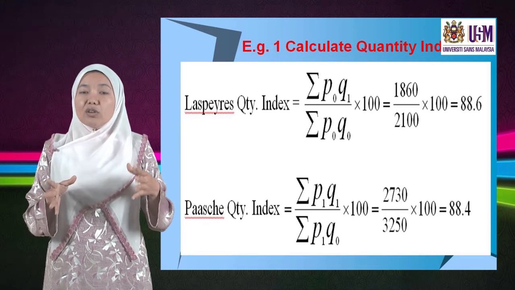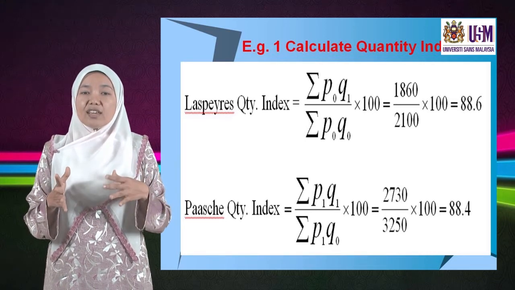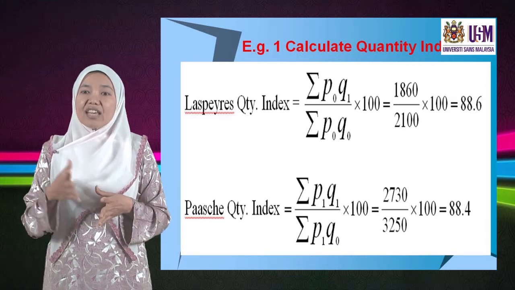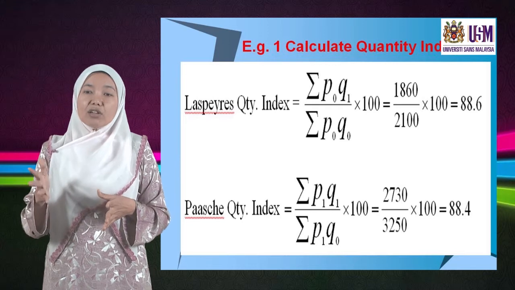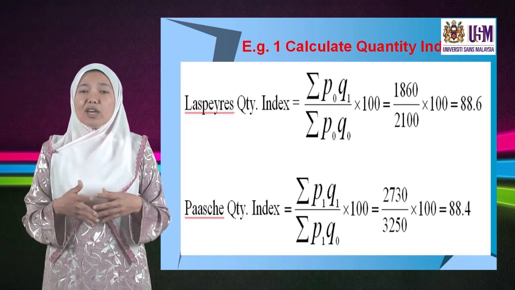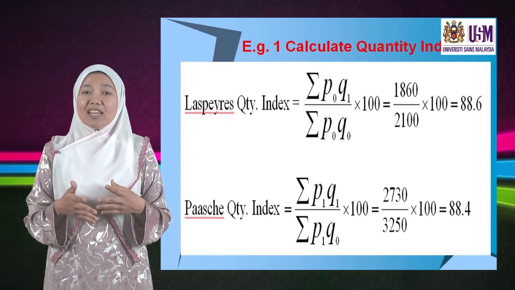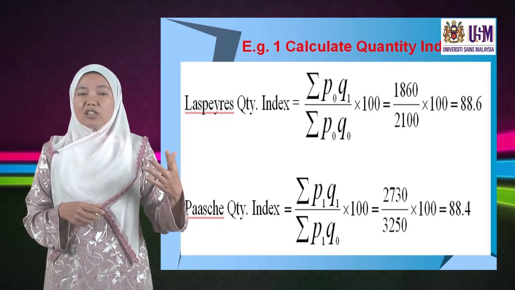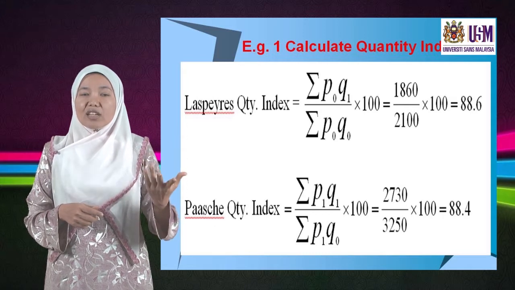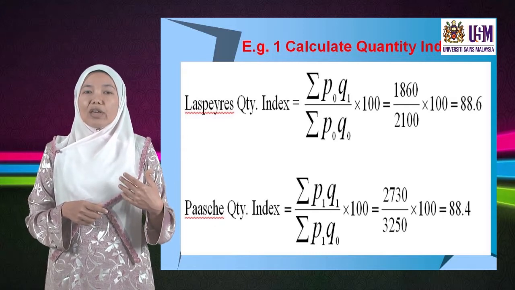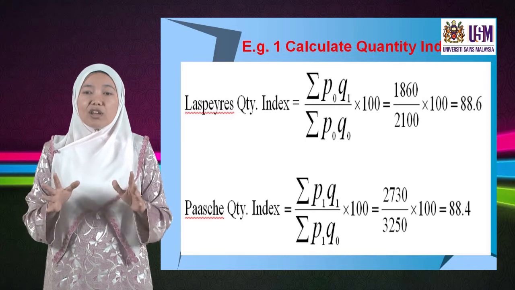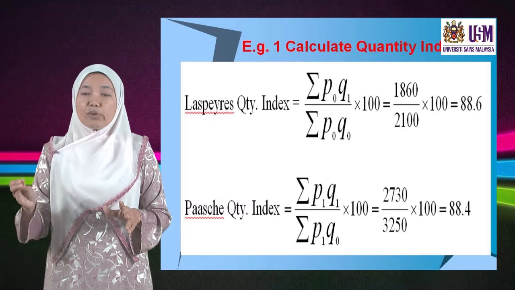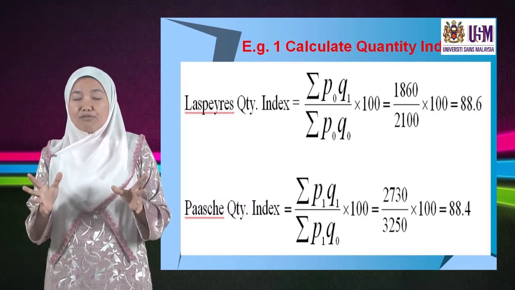So it's understood, year 1 is the base year with an index of 100. Now in year 6, the Laspeyres quantity index is 88.6. So 100 minus 88.6, we have about an 11.4% reduction in quantity. Remember just now, for commodities A, B, and C, some quantities increased and some reduced. So for the overall basket, on average, quantity has reduced by 100 minus 88.6. That's the difference.